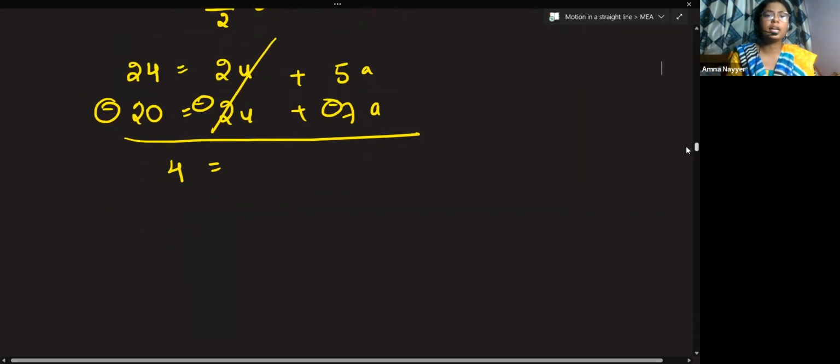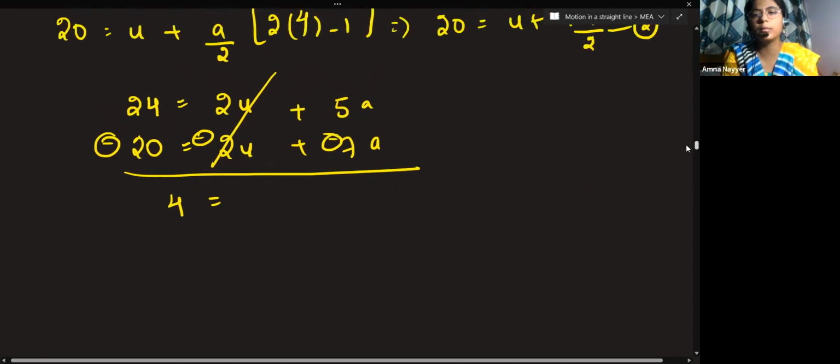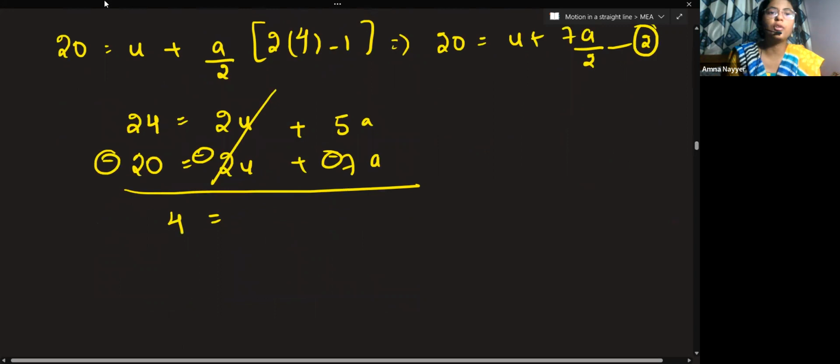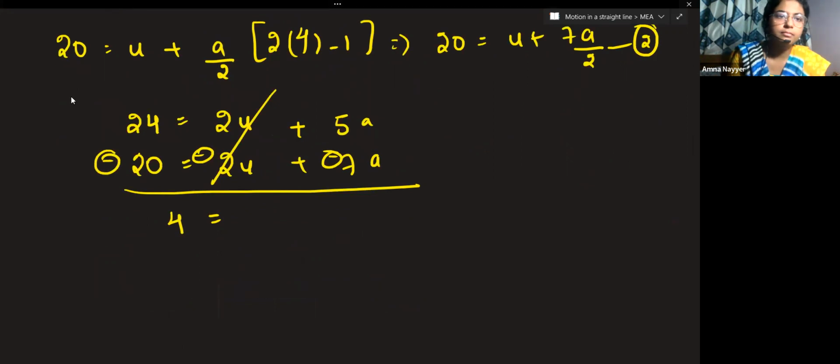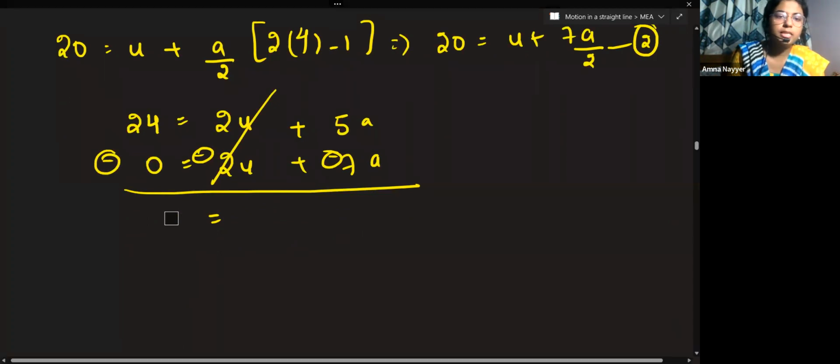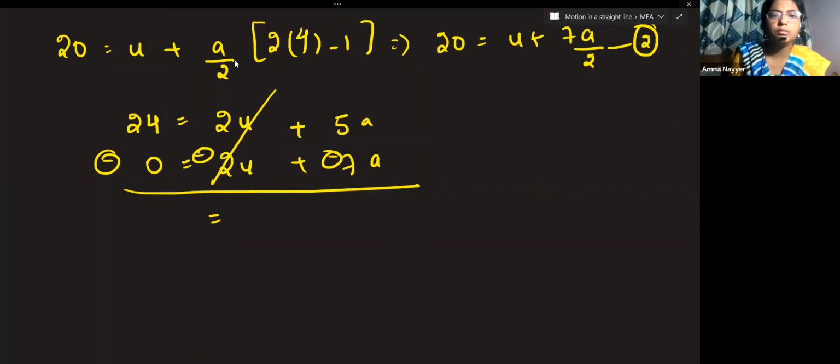So here your acceleration becomes what? Here, one more thing. This won't be 20, no. This will also be 40. See, we have doubled the equation. So this will also be 40.